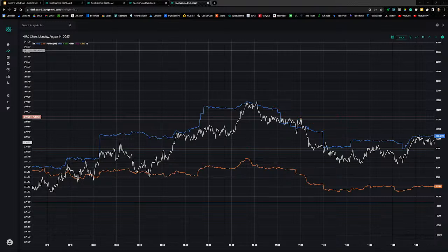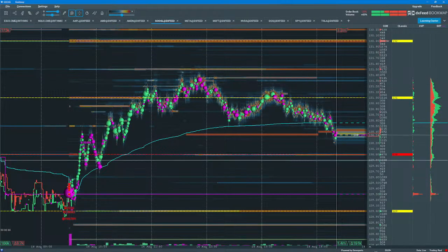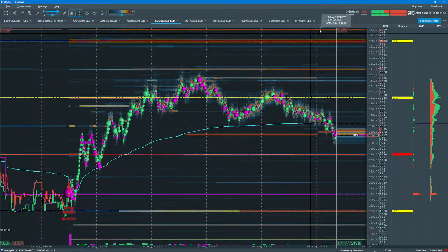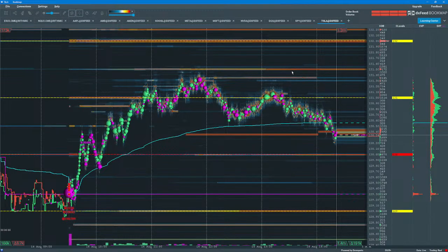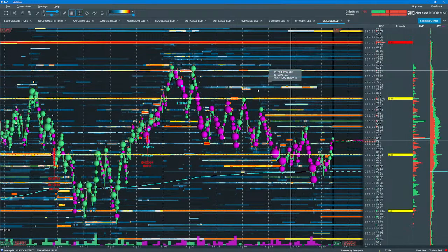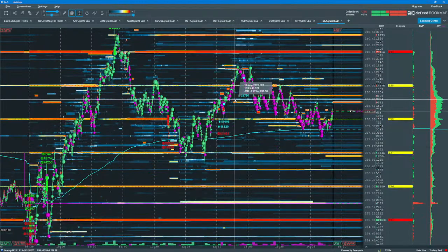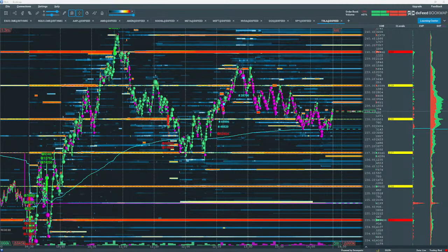So let's go take a look at Tesla. Oh, did we? So I think I skipped over Google. Anyway, we'll take a look at Tesla. All right, so here's Tesla. There's the 240 put wall that acted as resistance, not support. Price was trading below that level, acted as resistance. Options traders shift from positive delta to negative delta, and price starts to move lower.